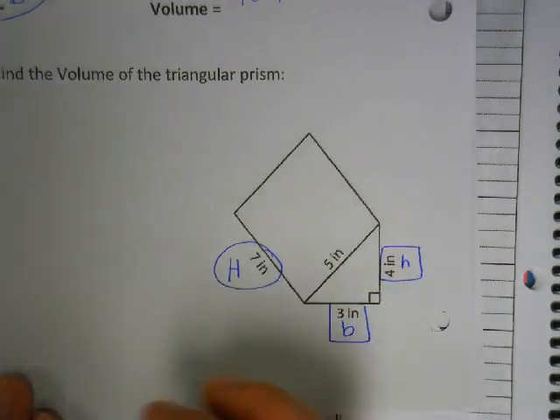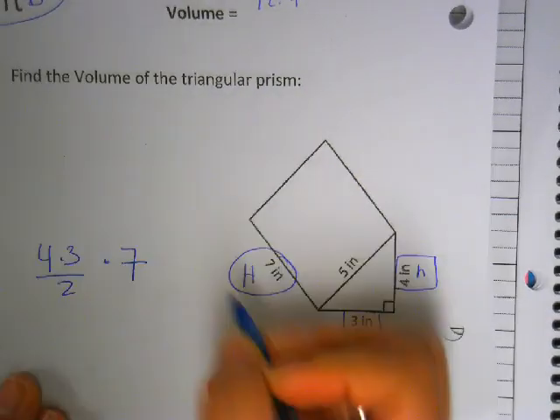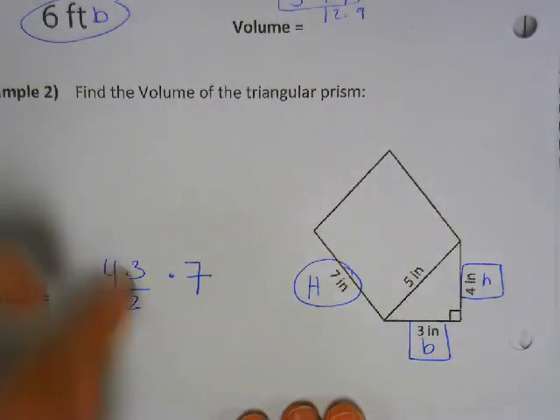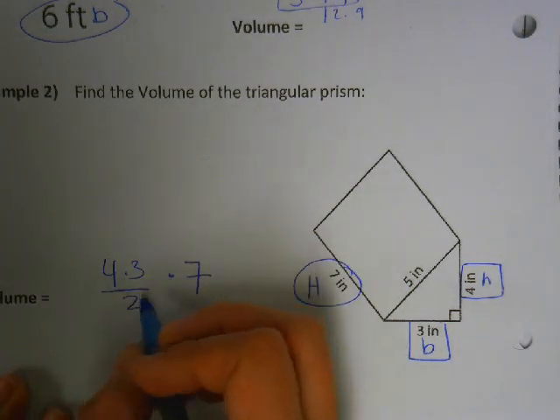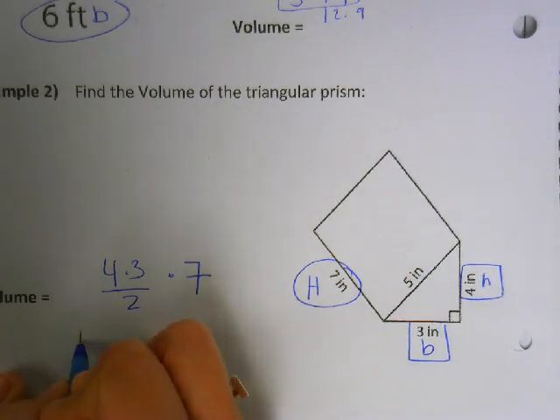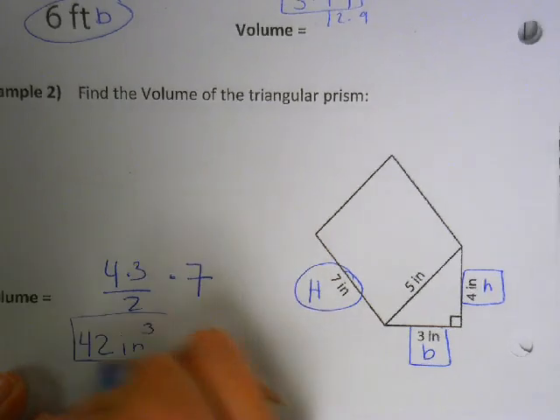So now we're going to do 4 times 3 divided by 2 times 7. 4 times 3 times 7, or 4 times 3 divided by 2 times 7. However, you're going to get the same answer. What is it? 42 inches cubed.